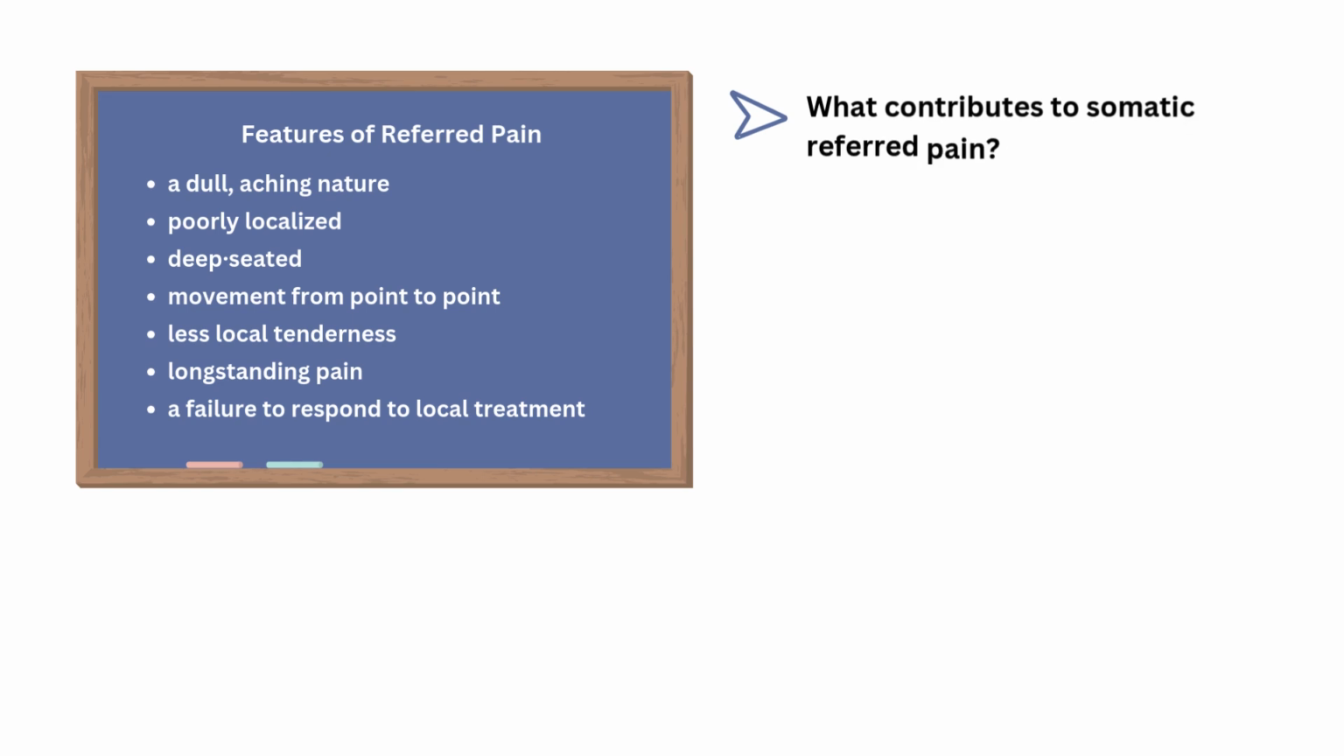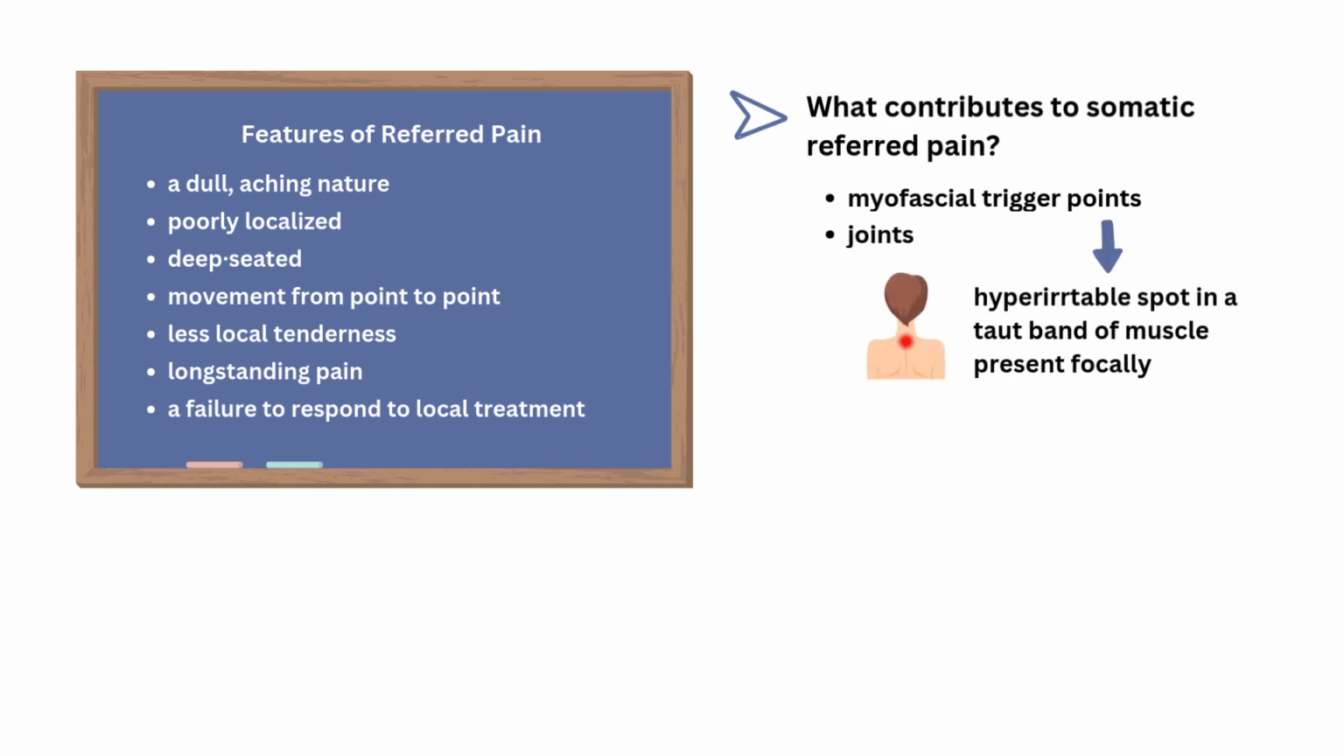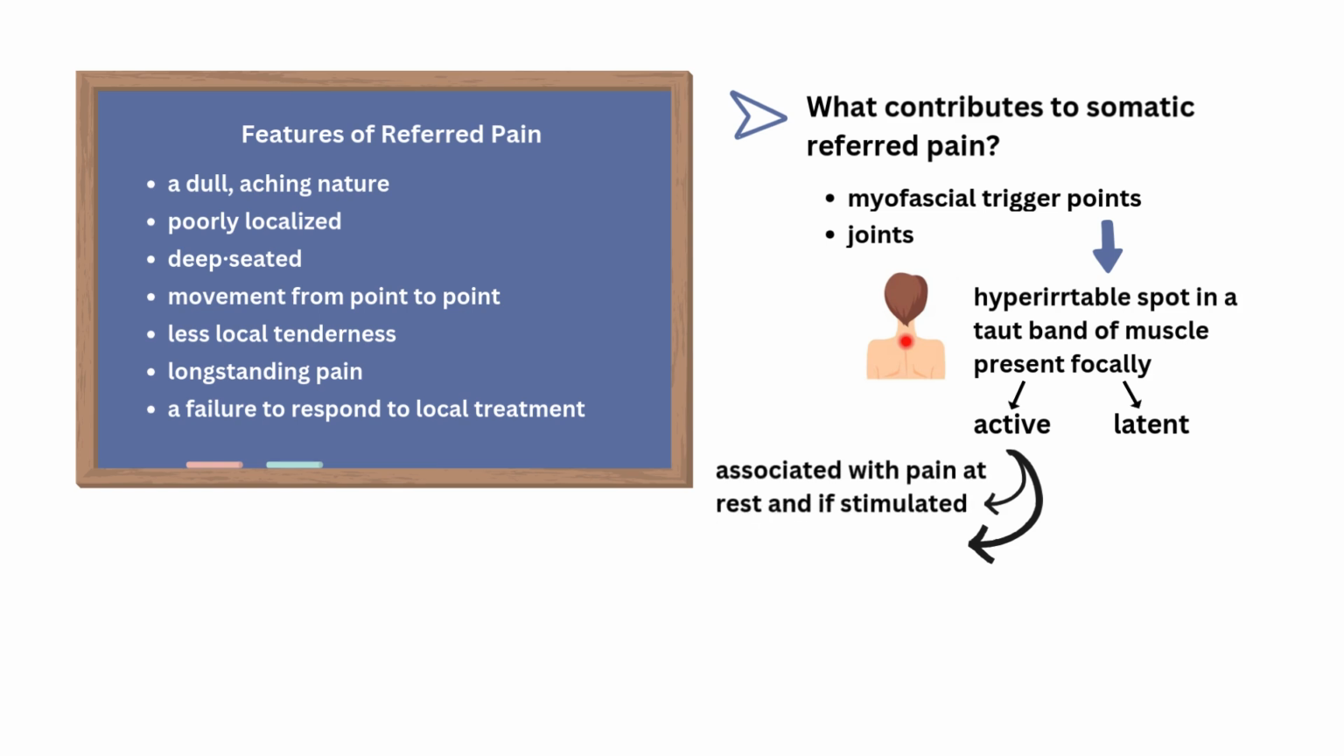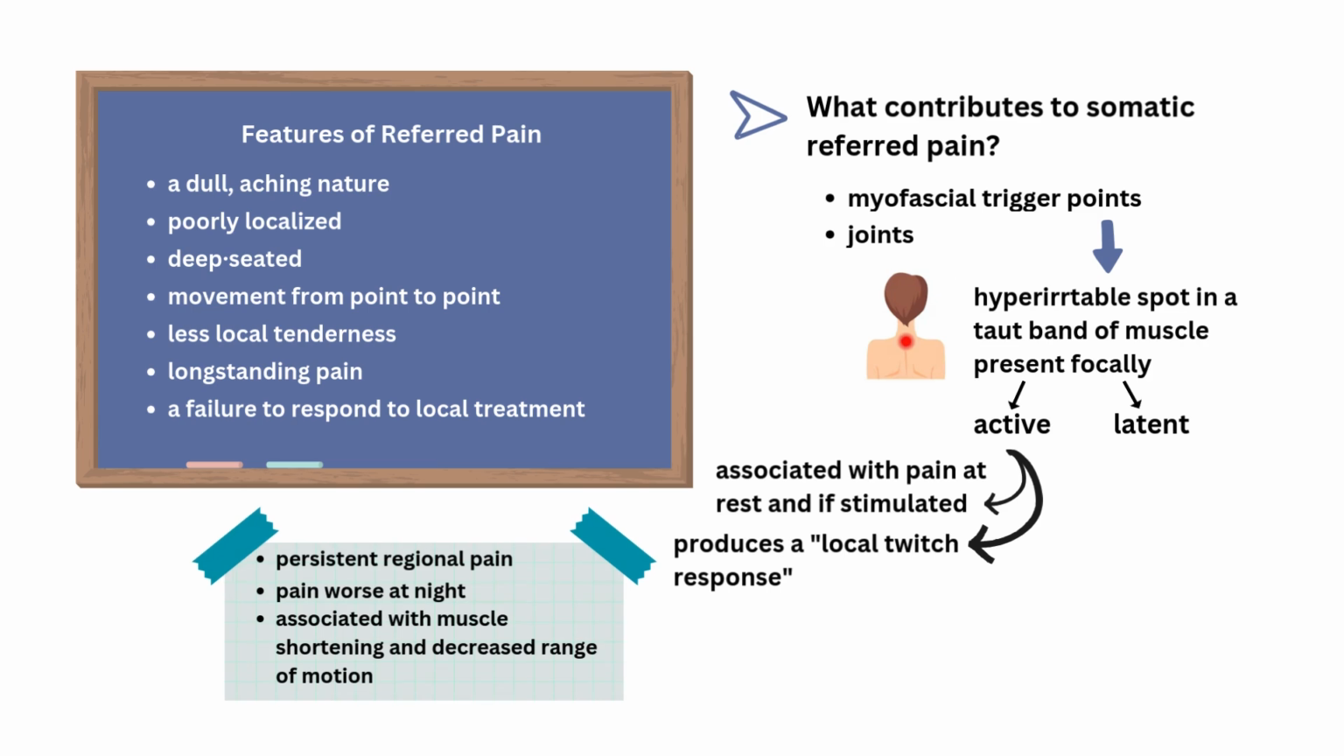What contributes to somatic referred pain? Two important factors are myofascial trigger points and joints. A trigger point is a hyperirritable spot in a taut band of muscle present focally. Trigger points can be active or latent. An active trigger point is associated with pain at rest, and if stimulated, it produces a local twitch response in the affected muscle. Three key features are listed in the table.